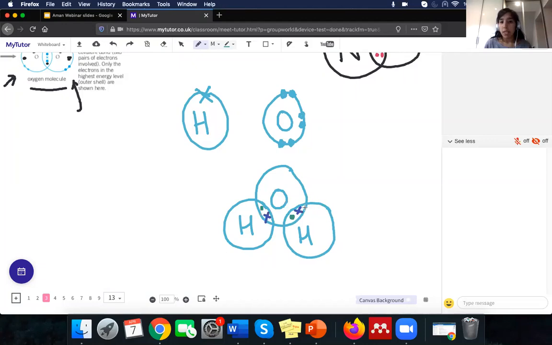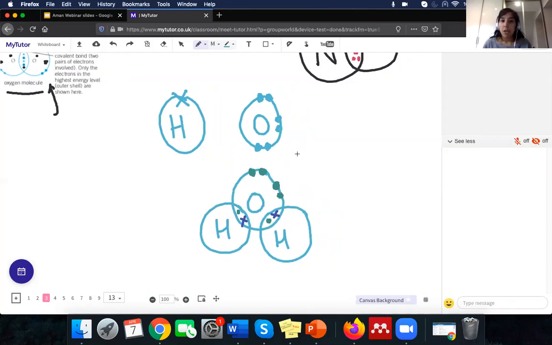And then we can see they've got 4. Each hydrogen atom at the moment has a complete outer shell because it has 2 electrons, which is what it wants. And then oxygen will have 4 left. And we can see 4 plus the 4 shared makes 8.